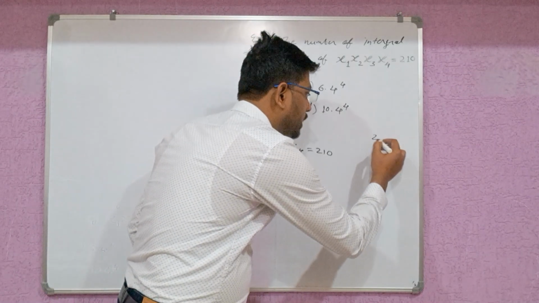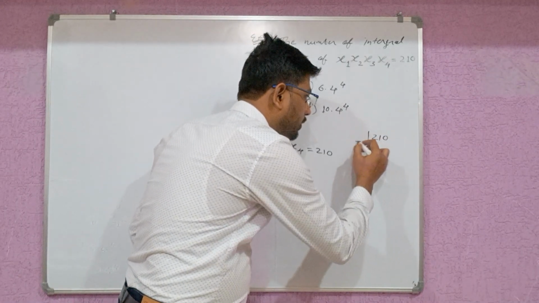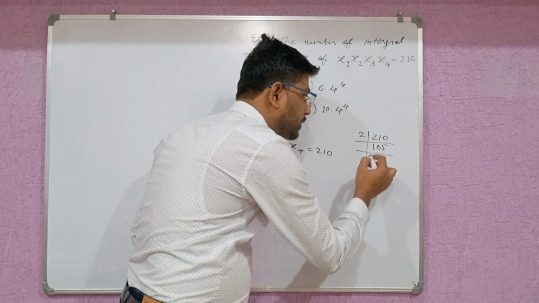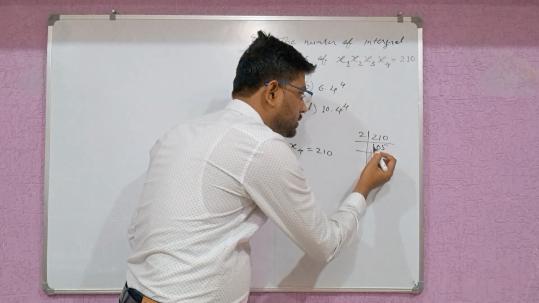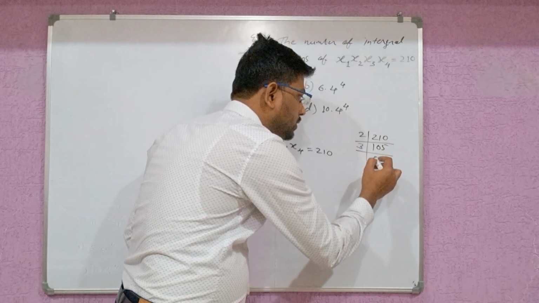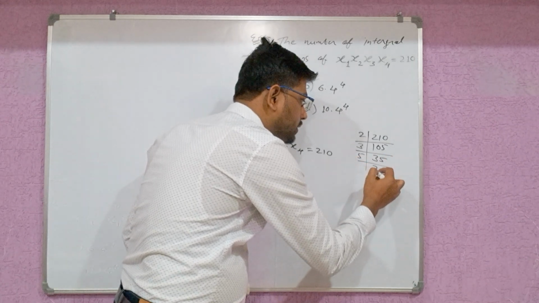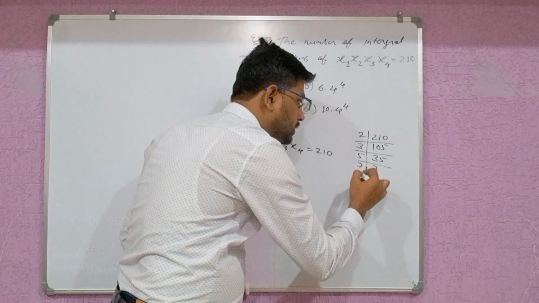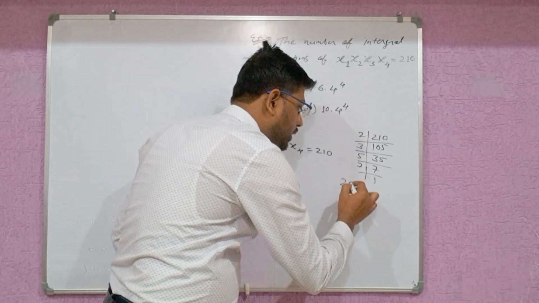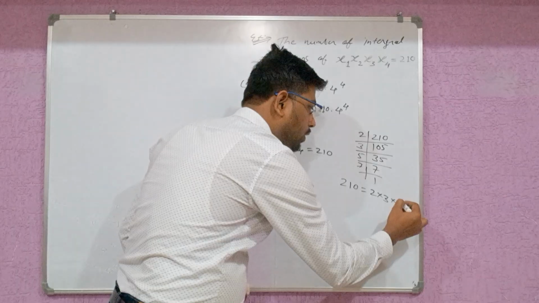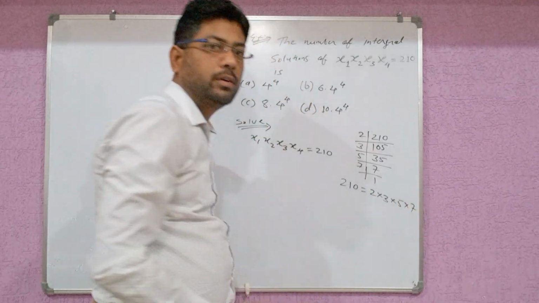So this 210 can be divided by 2, so this will be 105. Now this 105, 5 plus 1 is 6, so this will be divided by 3. So we'll get 35. This will be divided by 5, so we'll get 7. And this will be divided by 7, so we'll get 1. So this 210 can be written as 2 into 3 into 5 into 7.